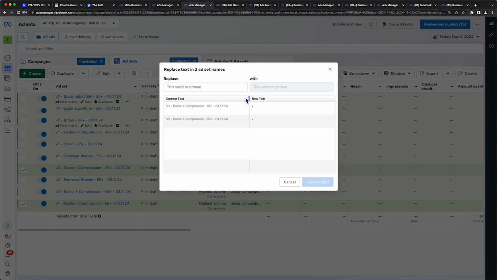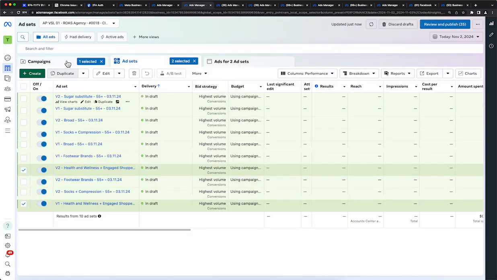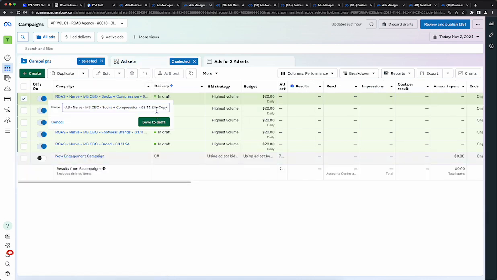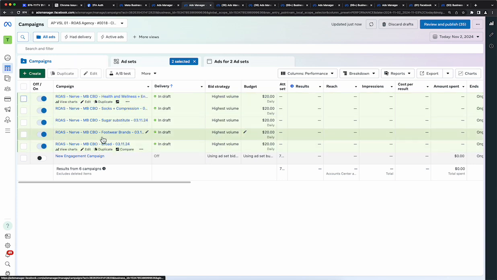So find and replace, and then socks plus compression is health and wellness plus engaged shoppers. And I want to grab that to save typing it out again. And then at campaign level, boom. All right. So there is our 5 campaigns, $20 a day. Okay, one broad, footwear, sugar substitute, socks and compression, health and wellness.